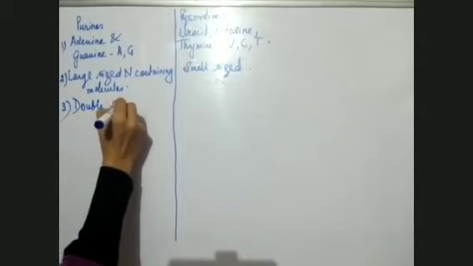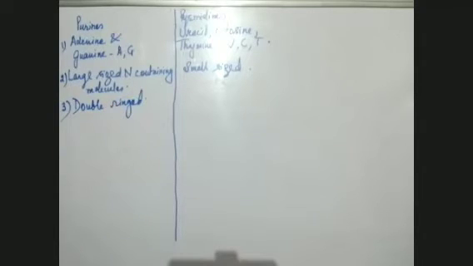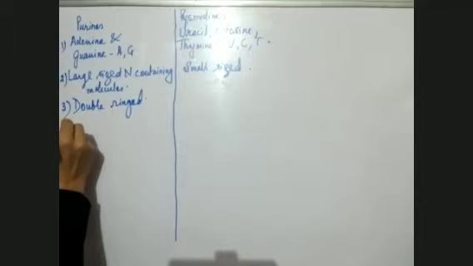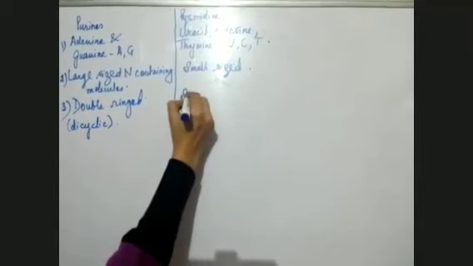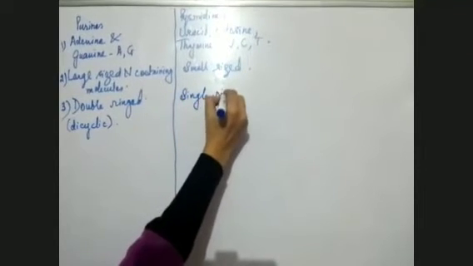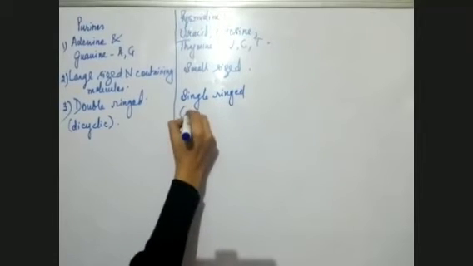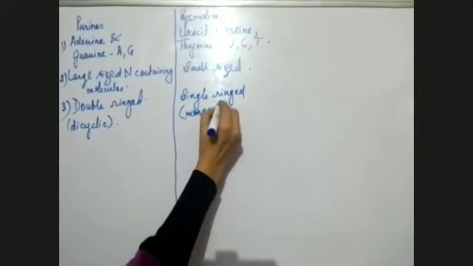Now this was the first point of difference. This is the second point. The third point is they are dicyclic. When we say double ringed or dicyclic, they are double ringed. And the pyrimidines are single ringed. And what do we call them? We call them monocyclic.